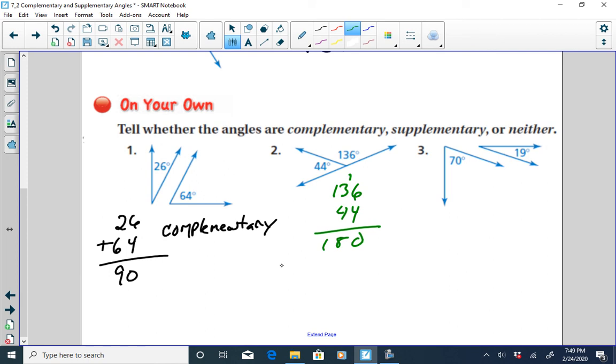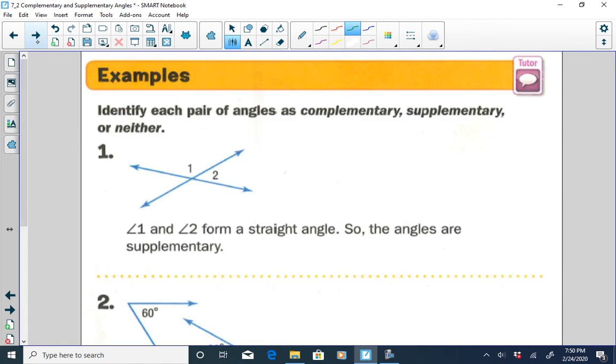So those two angles are supplementary because they have a sum of 180 degrees. If we took a look at our last example, 70 plus 19, that's 89 degrees. So that would be an example of neither, because the sum is neither 90 nor 180 degrees.